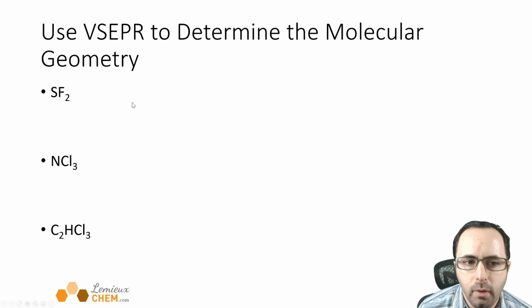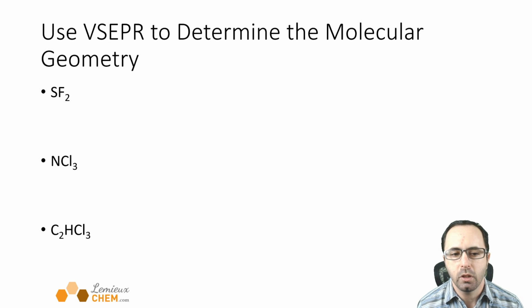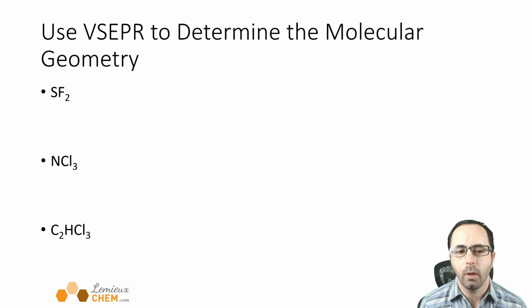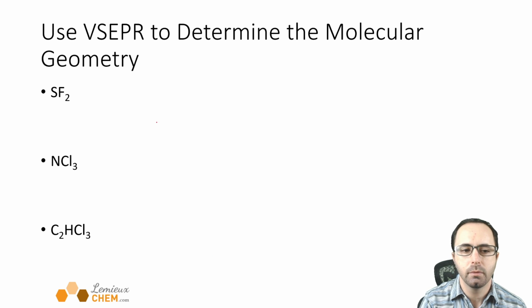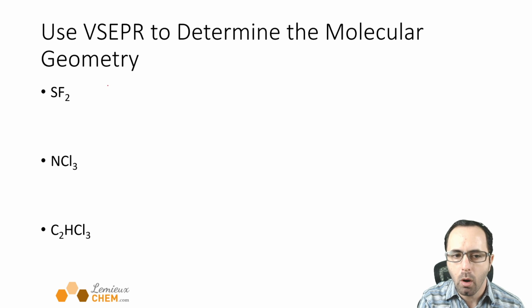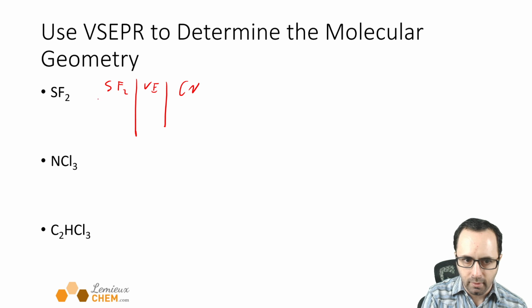So let's do a few examples of using VSEPR to determine molecular geometry, where in these examples we have to go through the whole process of drawing a Lewis structure and everything. So step 1 is we have to draw a Lewis structure. So SF2, count the valence electrons, get the covalence number. That's step 1 and 2.